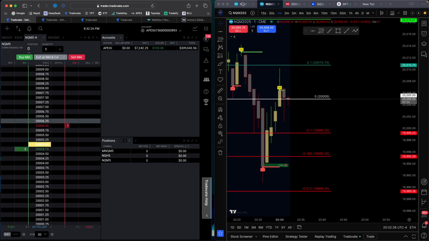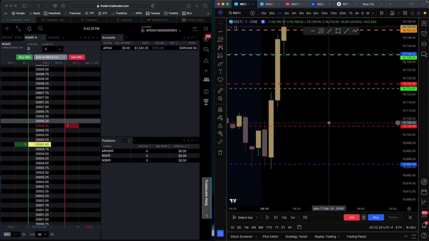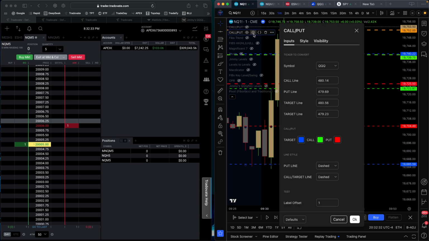The pink line would be there. It should be reddish or pink, but you could change it. I'm pretty sure you could change the color on it. Yeah, you can actually change the colors of whatever you want, because it says target, call, and put. So it's up to you.